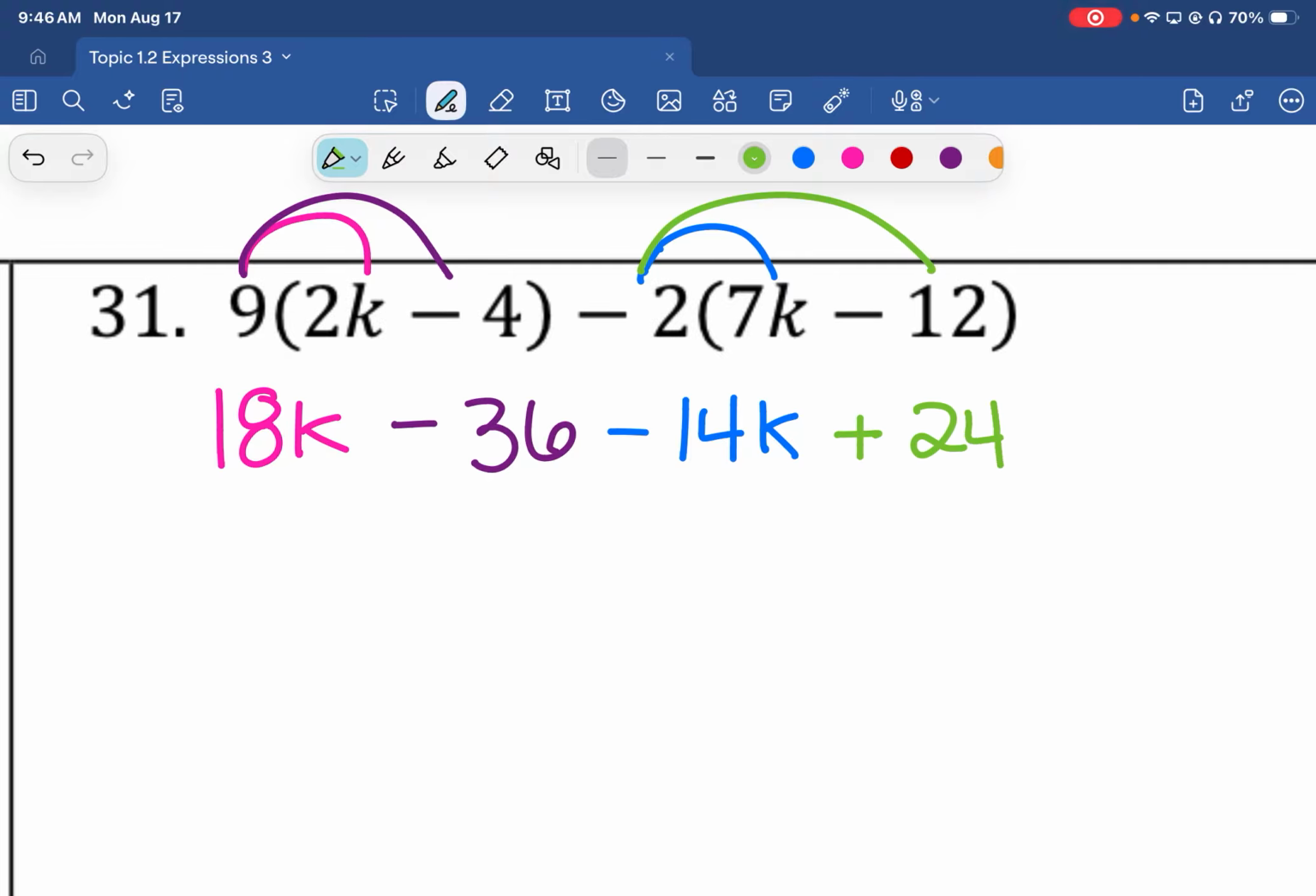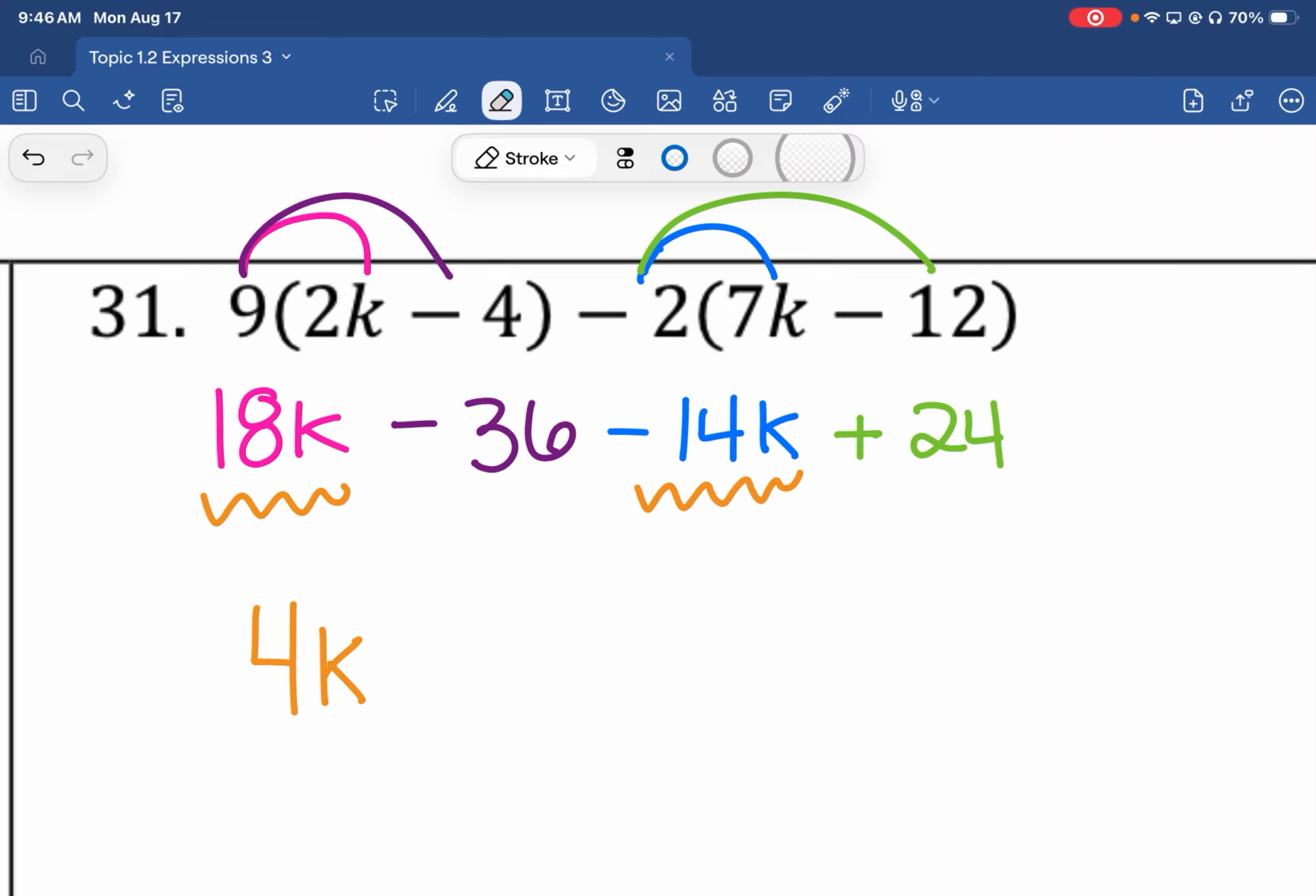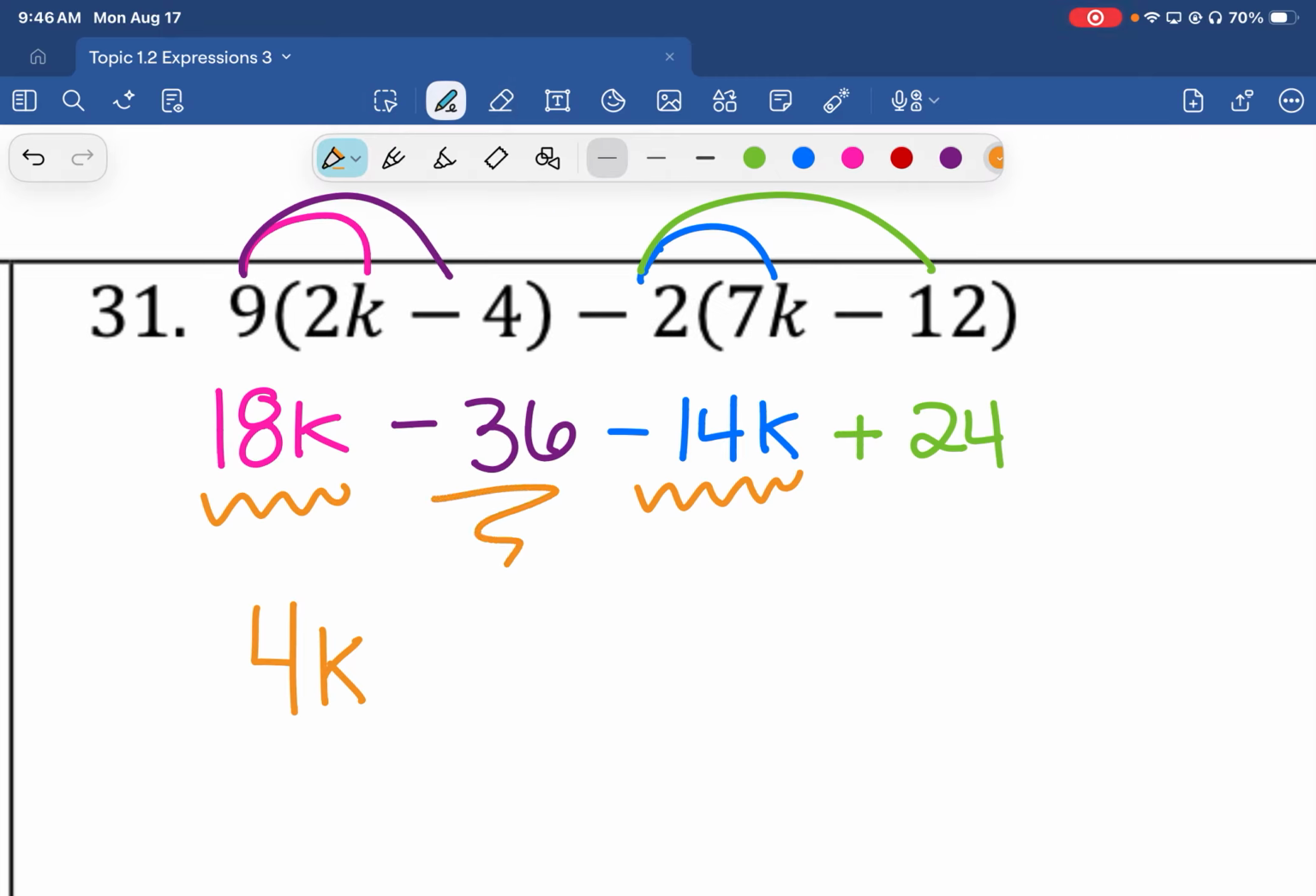and then from here we're going to combine our like terms. So what is our like terms? 18k and negative 14k. What is 18k minus 14k? Okay, we also have negative 36 plus 24. What is that? Negative 12. So we get 4k minus 12.